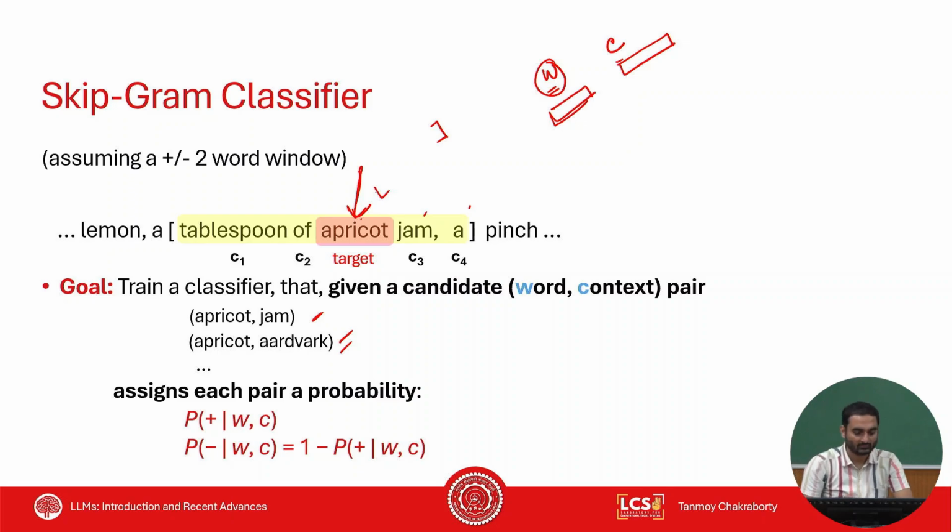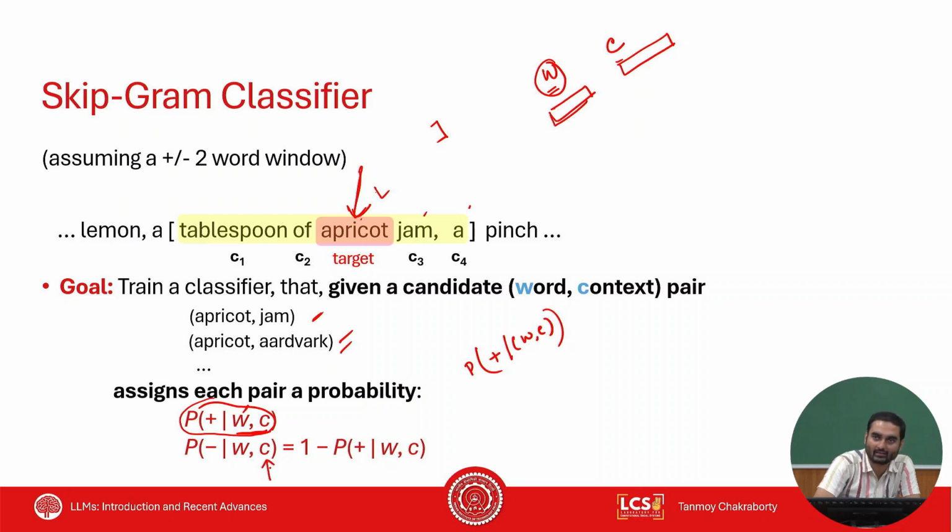What is the task of the classifier? Given a pair of instances W and C, where W is the target word, the central word, and C is the context word, we measure the probability that this is a positive pair. So given W and C, what is the probability that this is a positive instance? If it's a context, it's a positive instance.